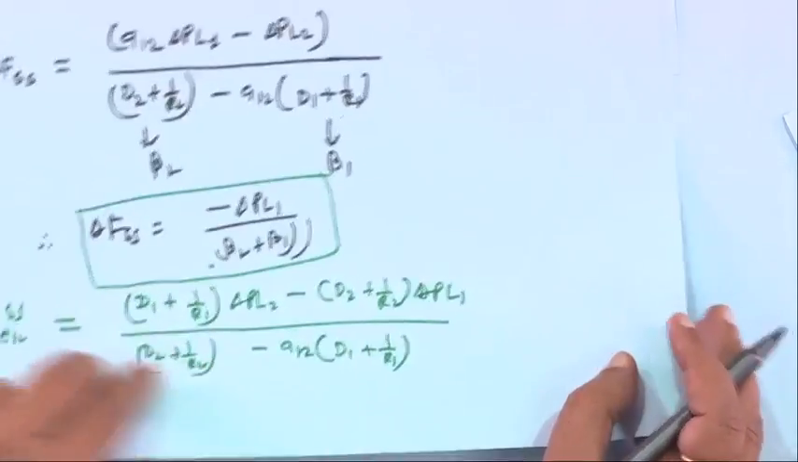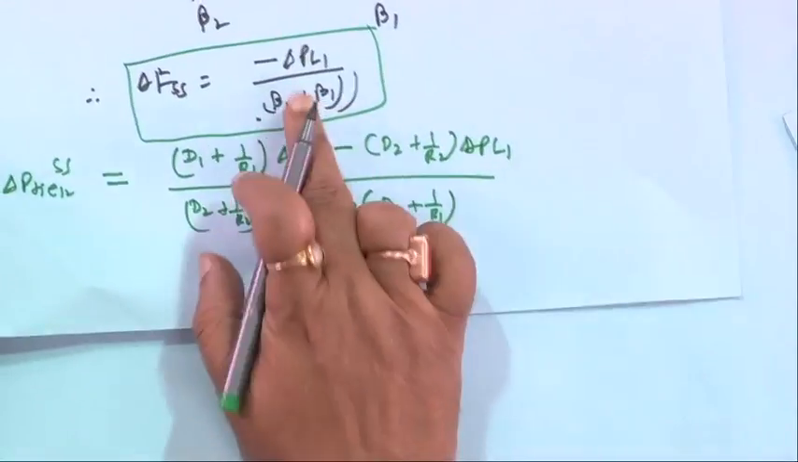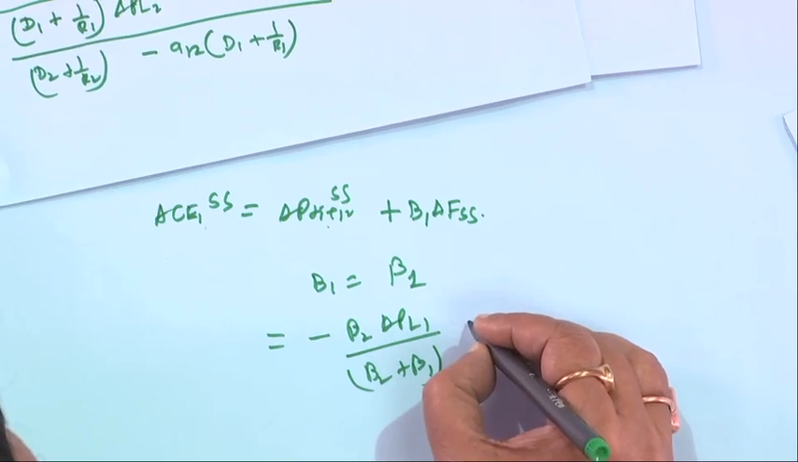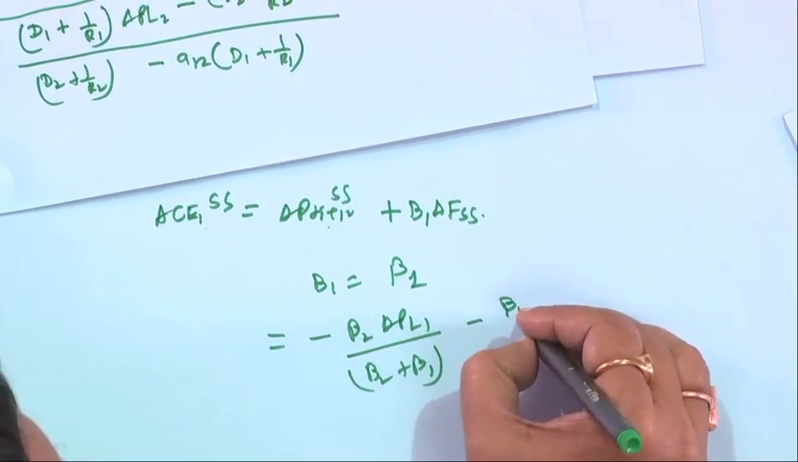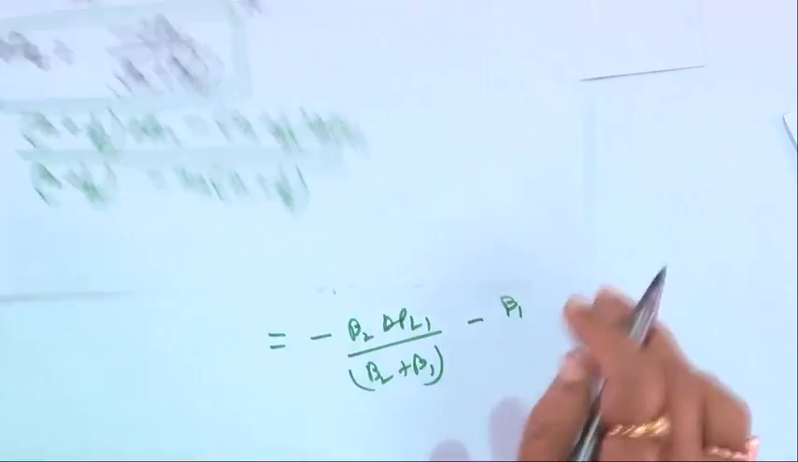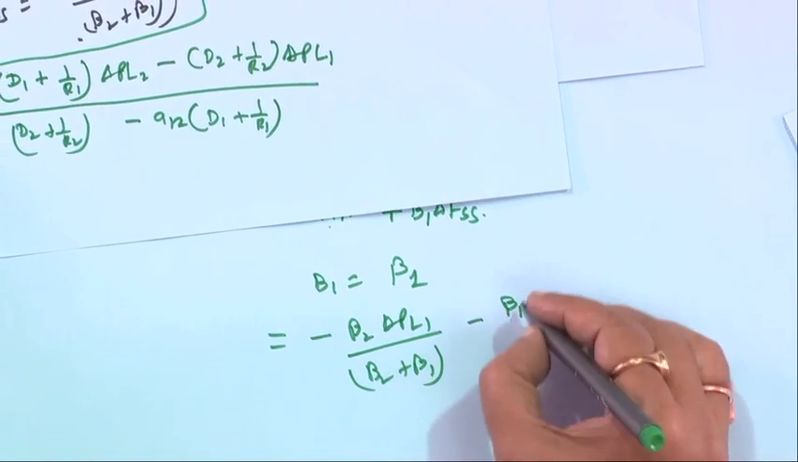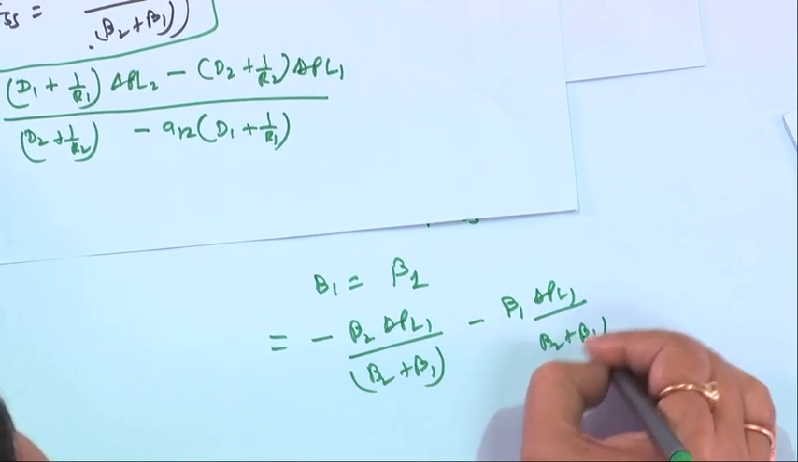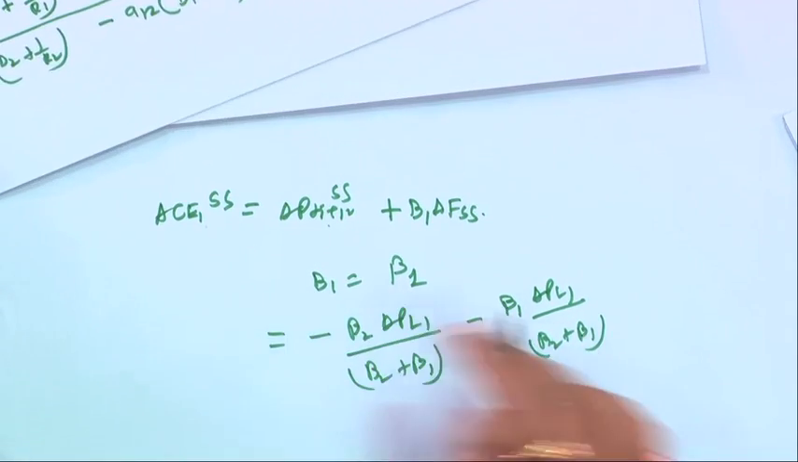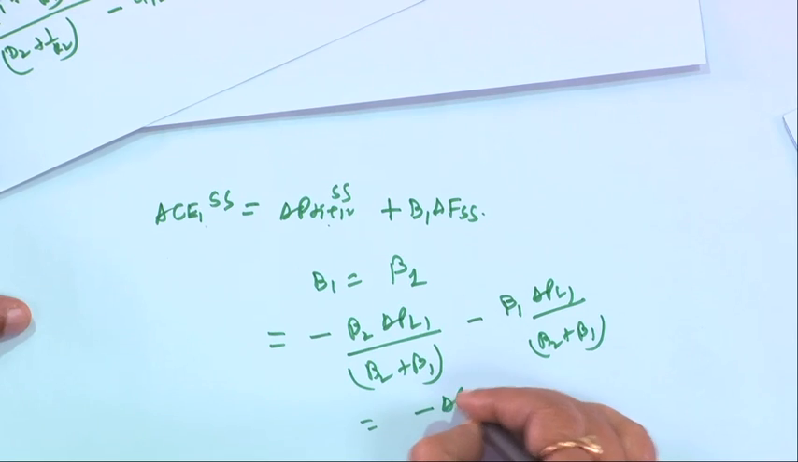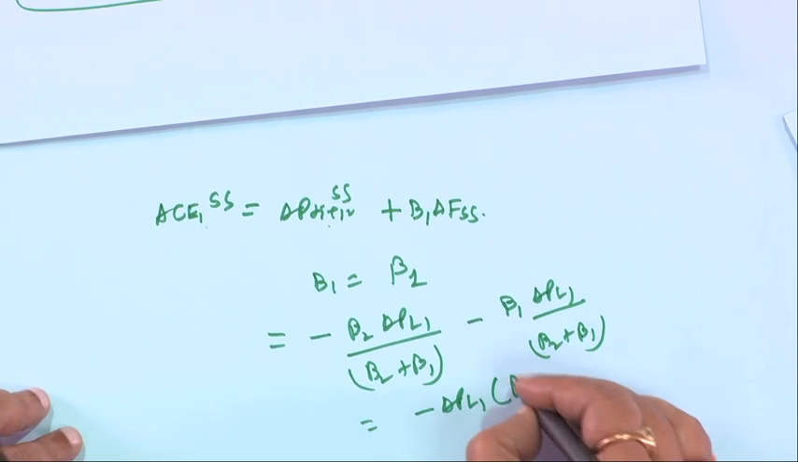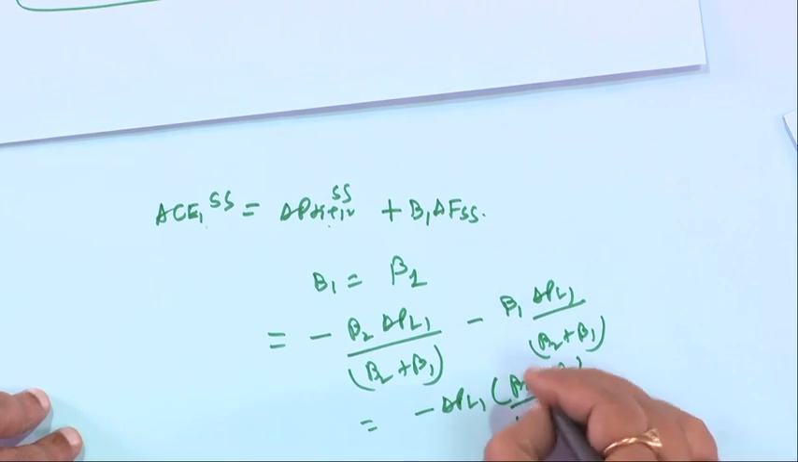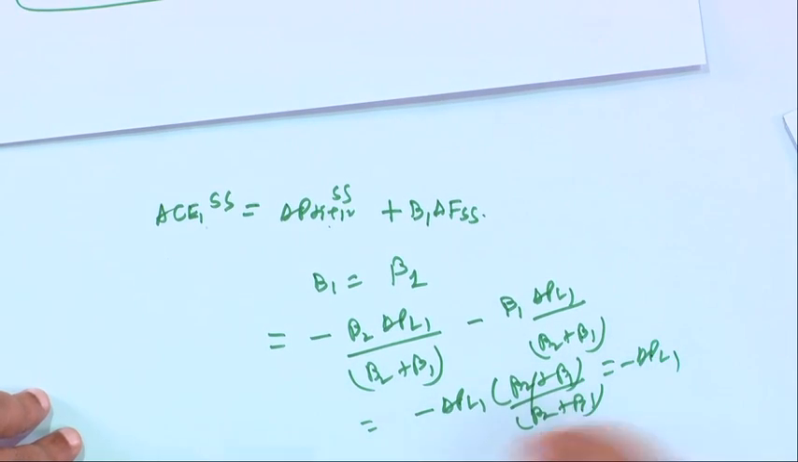So, here in this equation, this delta Fs you substitute here. If you substitute, you will find this is beta 1 and delta Fss is there with a minus, that is why I am putting minus here. Then delta PL1 divided by beta 2 plus beta 1, because B1 is equal to beta 1. So if you take minus delta PL1 common, it will be beta 2 plus beta 1 by beta 2 plus beta 1, which will cancel, and it will become minus delta PL1.